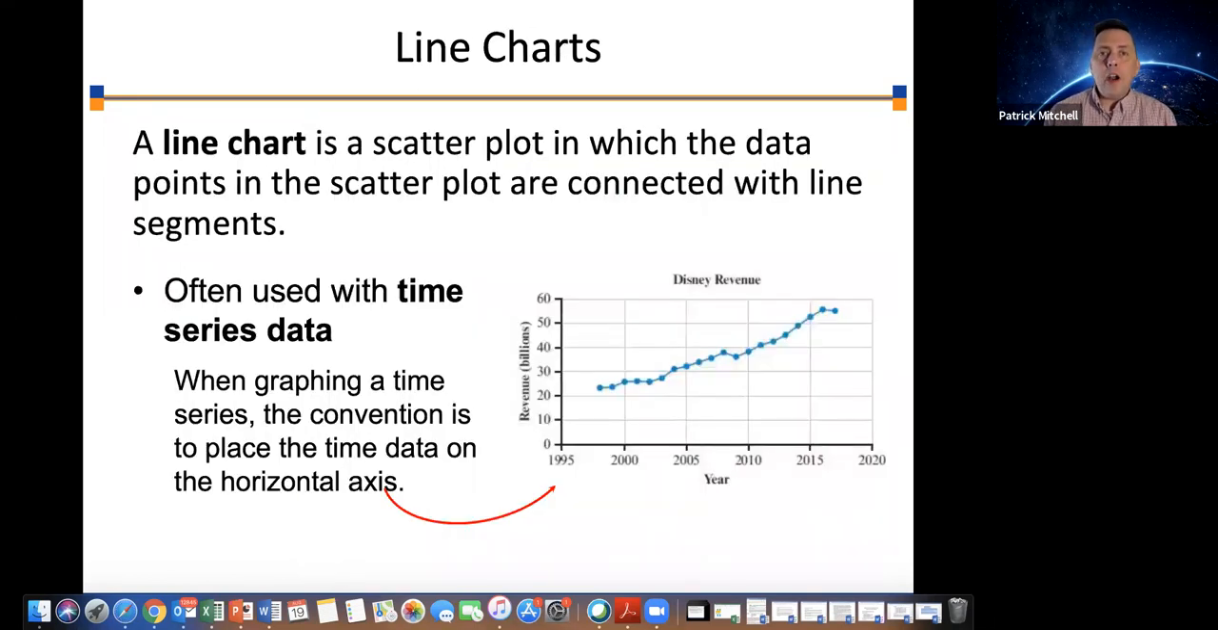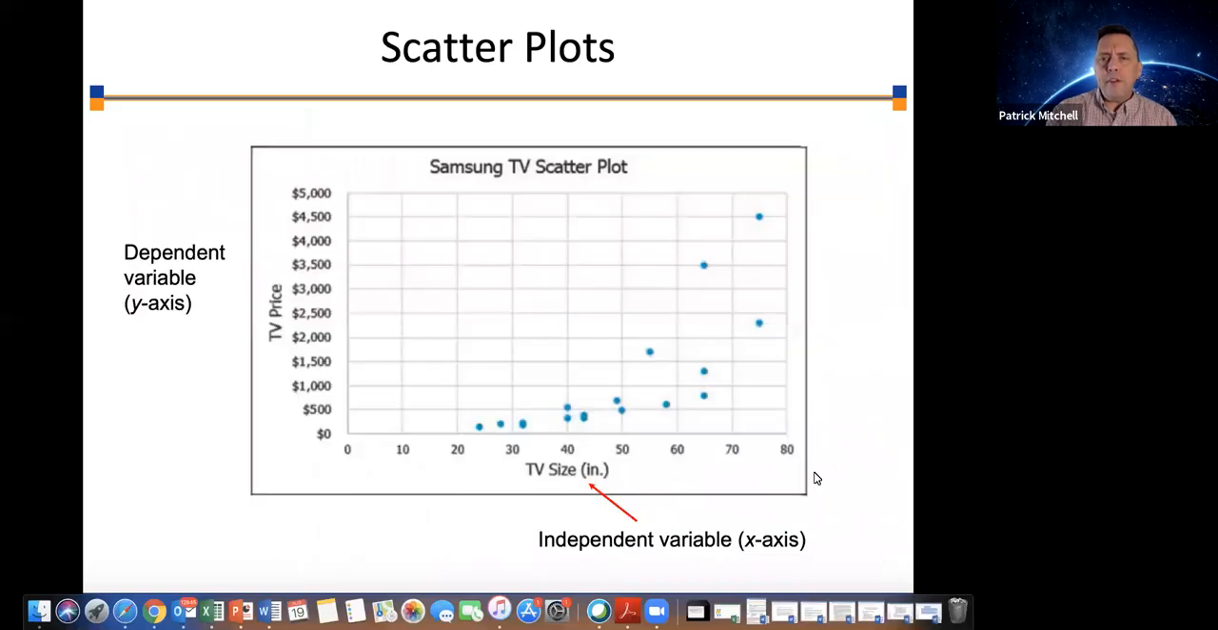A line chart is a scatter plot in which the data points in the scatter plot are connected with line segments. Now, it doesn't always make sense to do that. For example, I don't know that it would make... no, actually I changed my mind. It might make some sense for this, all right?